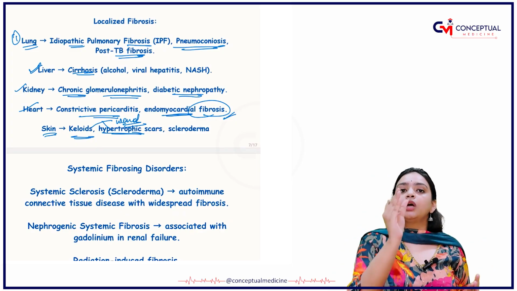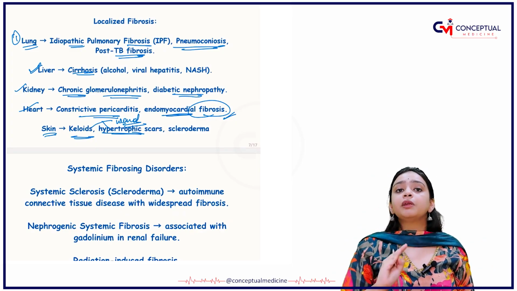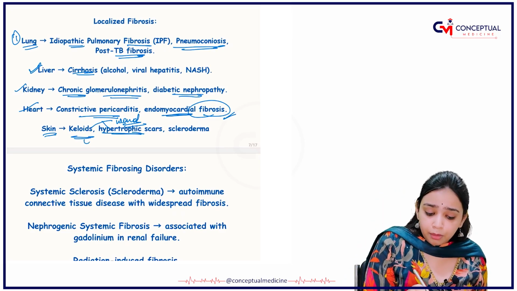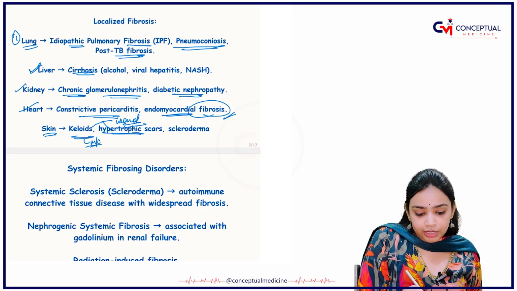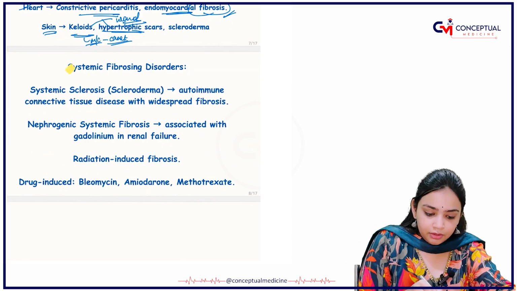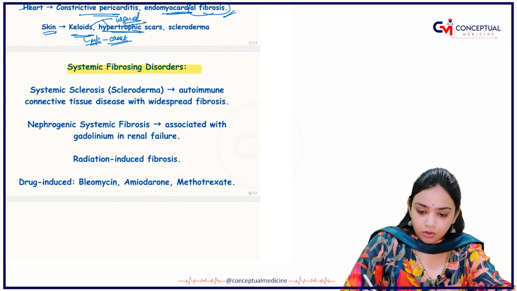They will ask you what the differentiating features between keloids and hypertrophic scar are. What is the most common location? The most common location of keloids is mainly the chest. Okay. Now you have the systemic fibrosing disorders.